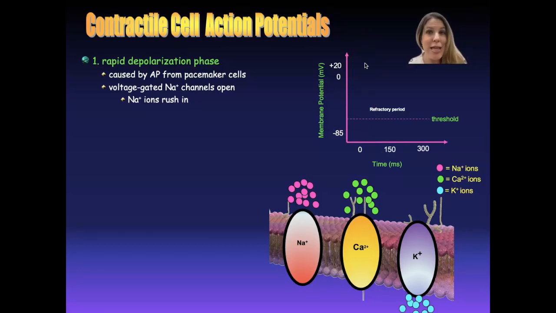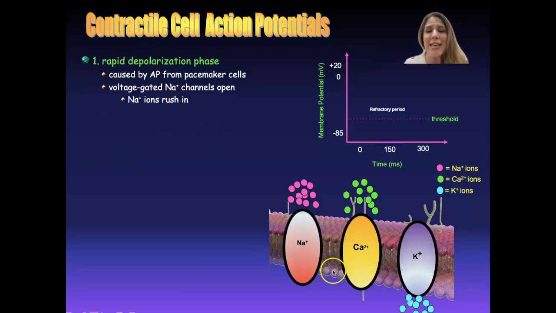So again, notice that the range of membrane potential is much greater in contractile cells than it is in pacemakers. Pacemakers went from a resting potential of negative 60 millivolts up to a maximum positive action potential of positive 10 millivolts. In contractile cells, we're going from negative 85 up to positive 20. So huge positive increase during this rapid depolarization phase. Now the question is why? Why does it happen so much faster here than it does in pacemaker cells?